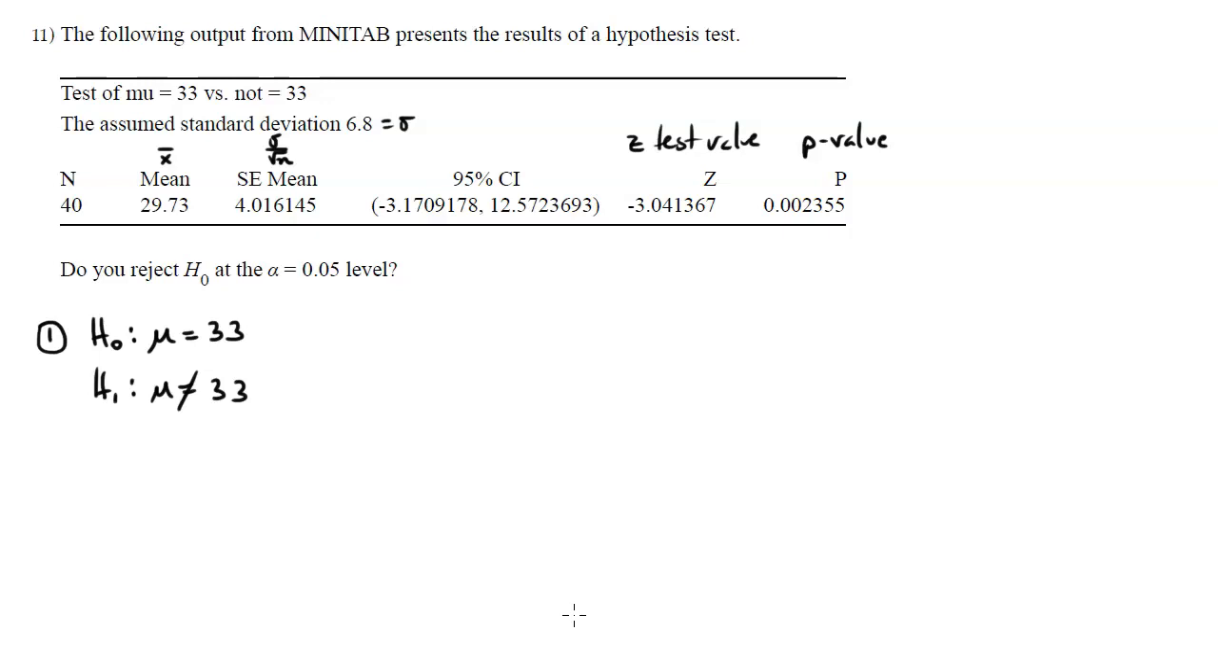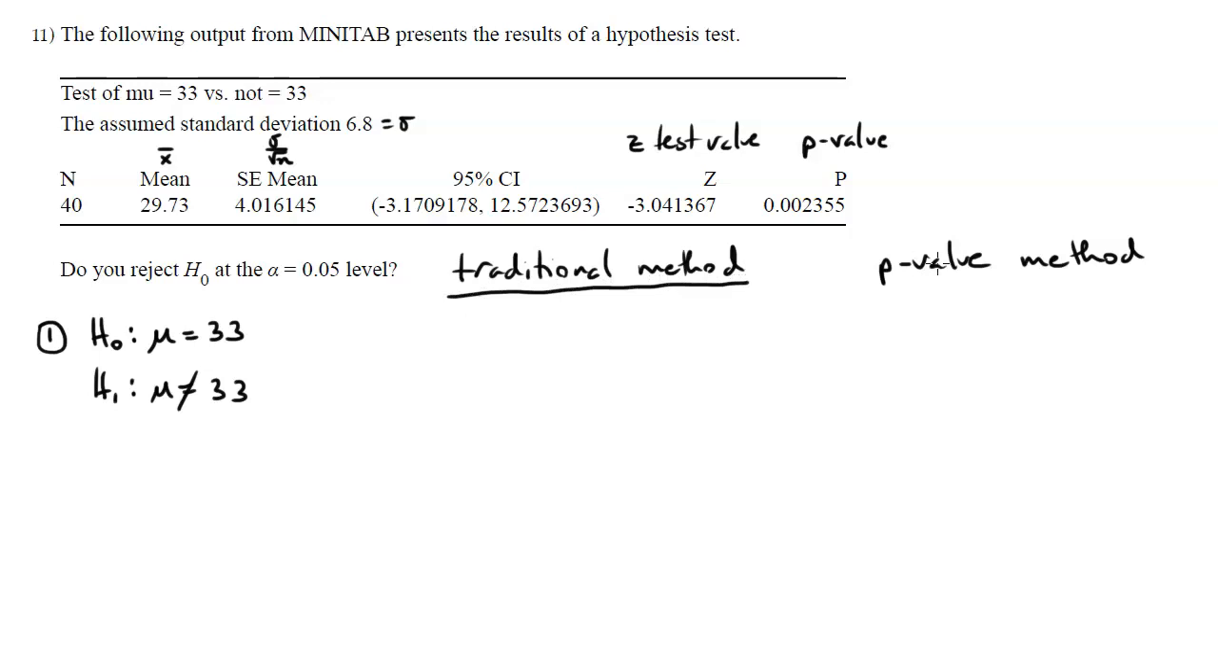Okay, cool. So that's our null and alternative. The question is, do you reject the null hypothesis at the alpha equals 0.05 level? There are two ways to do that really, right? There's the traditional method, and then there's the p-value method. I'll show both, and you'll tell me which one you find more simple and more effective.